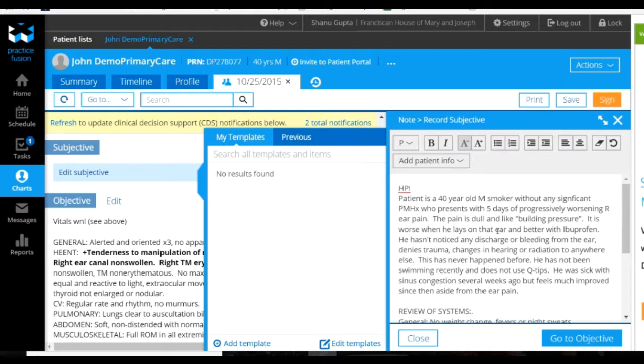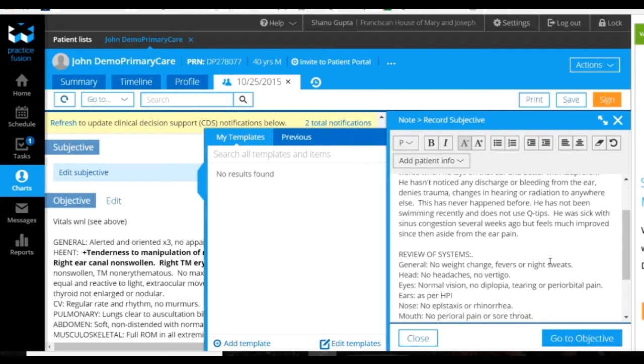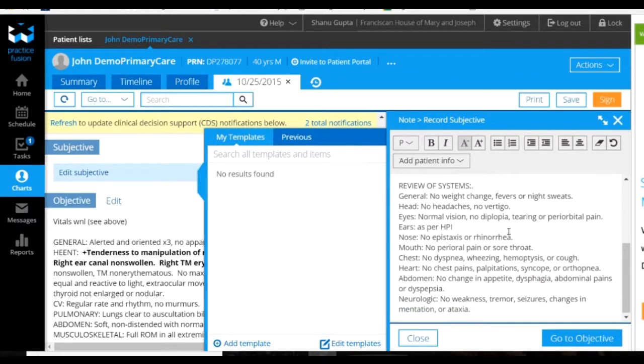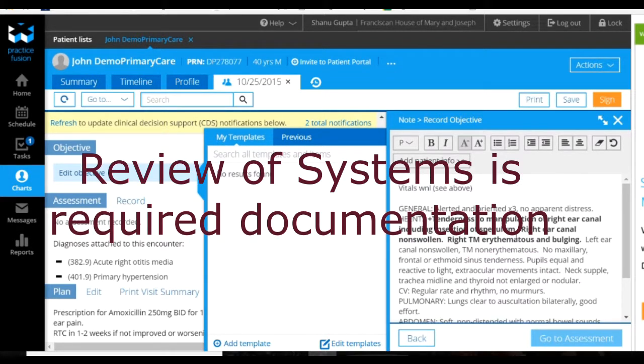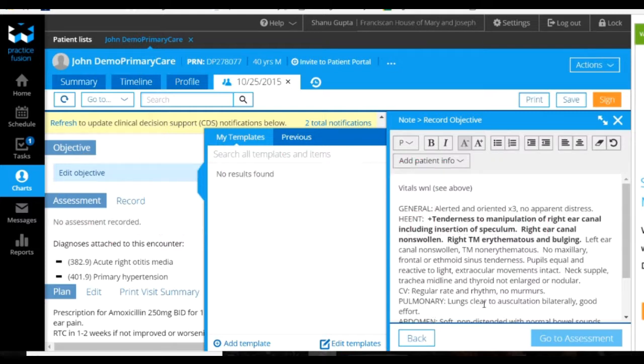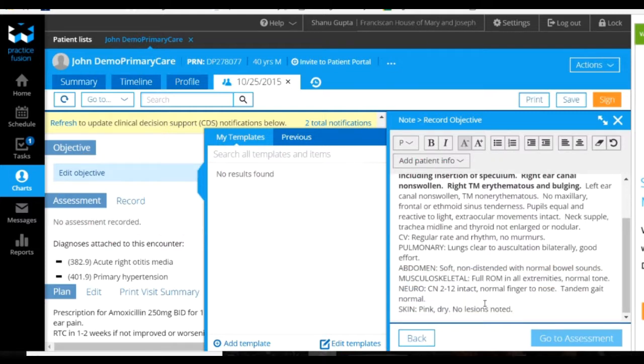So it turns out that Mr. Demo Primary Care is a 40-year-old smoker with no significant past medical history, came in with 5 days of progressively worsening right ear pain. So again, this is really your HPI. The review of systems has been entered here as well. You may or may not want to be as thorough as this, depending on what you are faced with in terms of the patient. When you click on the button to the bottom right, you'll be taken to the objective. And again, here is a very well documented physical exam. Remember, if you did the maneuver, document the maneuver. It's really important. And it's important to document the pertinent positives as well as the pertinent negatives.